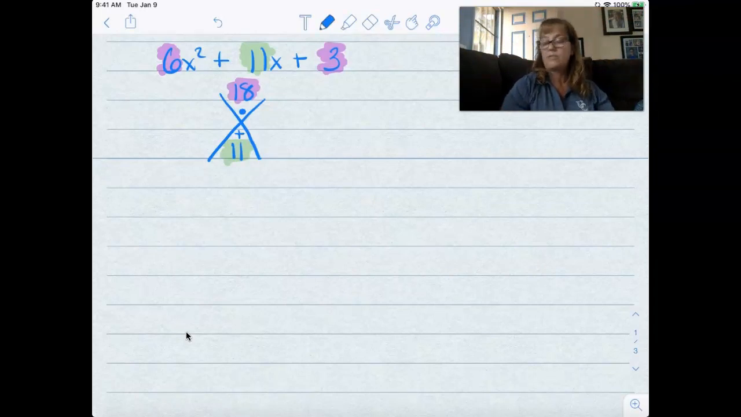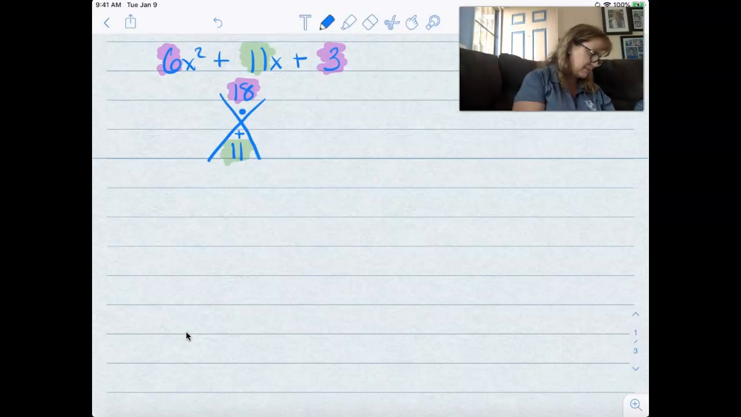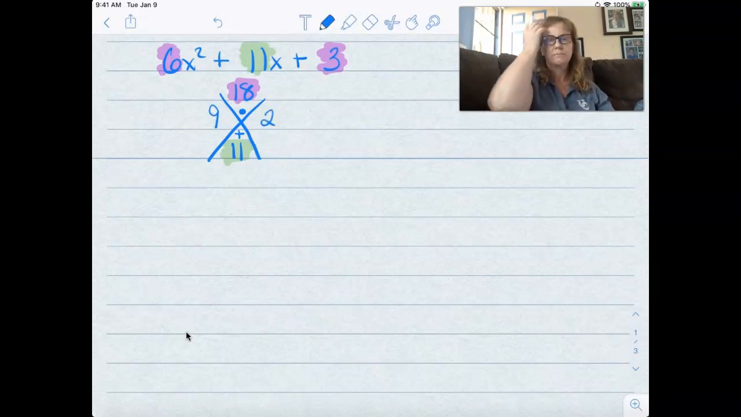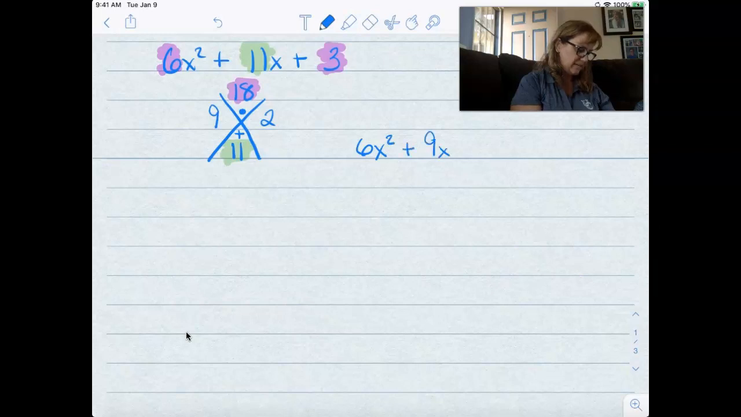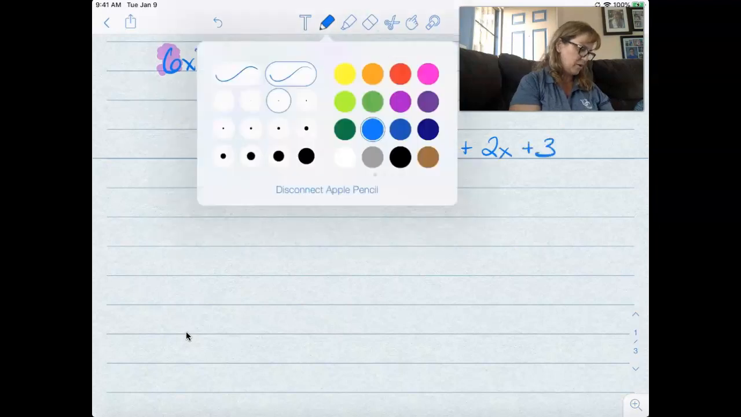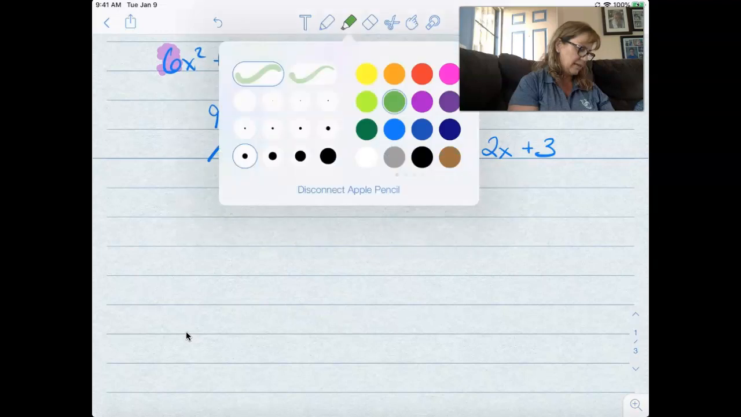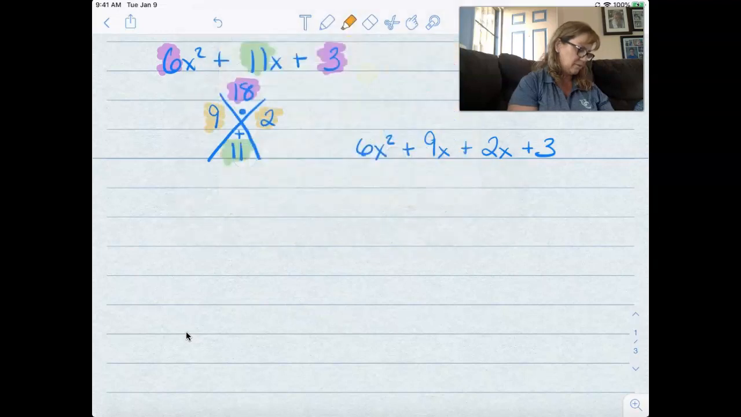Well, what two numbers multiply to give you 18 but add to give you 11? Well, if you said 9 and 2, you'd be correct. Our next step then is to rewrite our polynomial. We've got 6x squared plus 9x plus 2x plus 3. Remember, all I did was take these numbers and put them right in here.